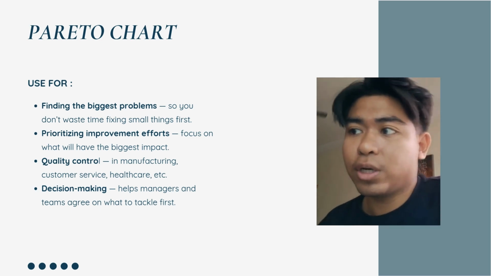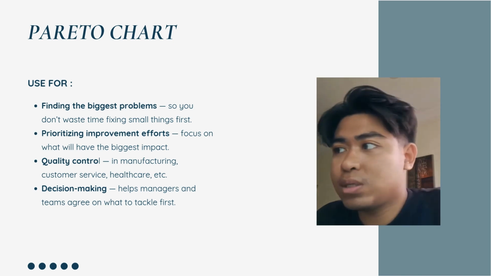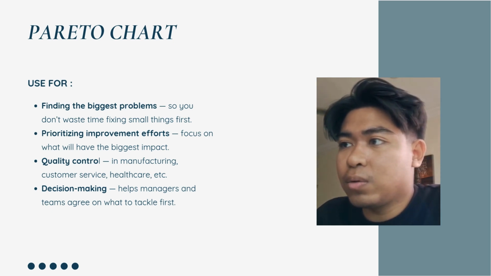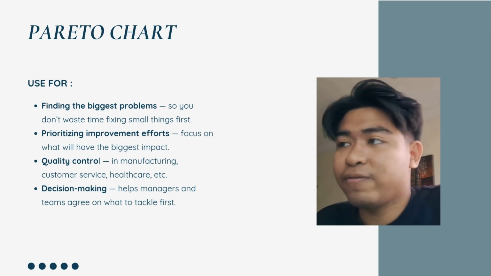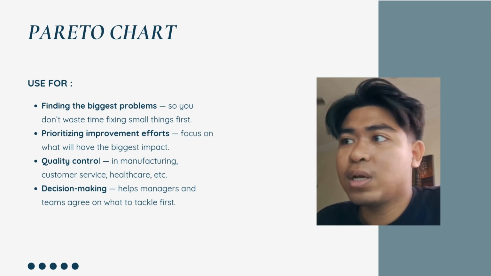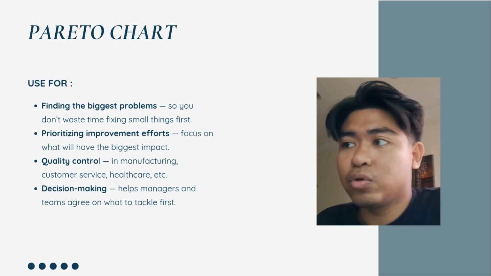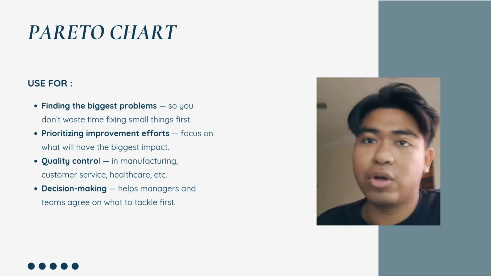The Pareto chart is used to identify and prioritize problems or causes, so you can focus on the most important one first. So it is used for finding the biggest problem, so you don't have to waste time fixing small things first. It's prioritizing improvement efforts, so you can focus on what will have the biggest impact. It also does quality control, especially in manufacturing, customer service, and healthcare, and it also helps with decision making, which helps the managers and the team agree on what to tackle first.